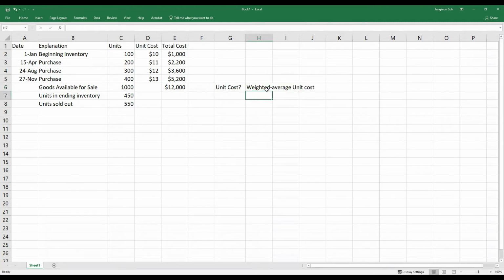How do you get that? You weight a unit cost by number of units, which is 1,000. You weight 11 by number of units available, which is multiplication between these two, right? You weight, and then sum them up. How much is it? 12,000.